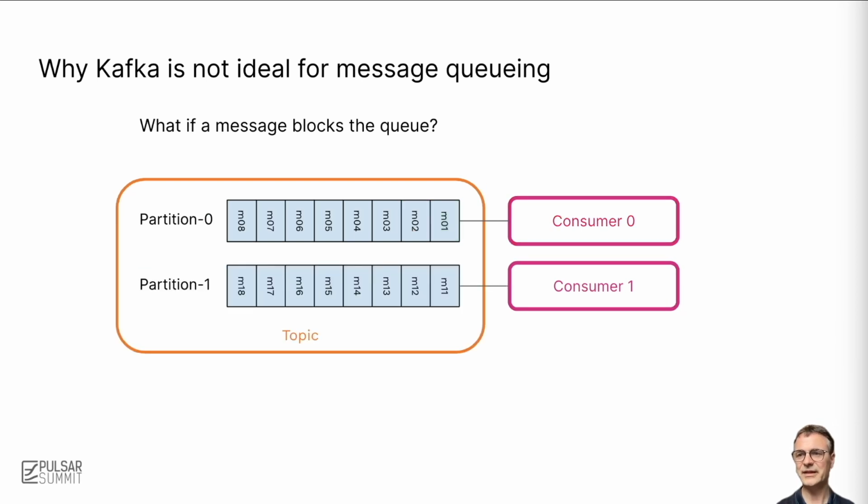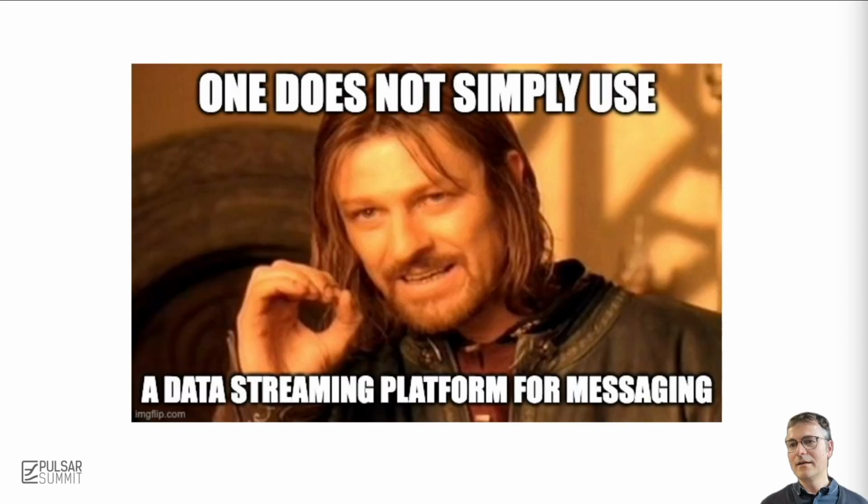Okay, now I have my two partitions and my two active consumers. Great. Let's say that one message blocks the queue again. Then tasks from partition 1 will be processed, which is better. But partition 0 is still blocked, so you have to wait for consumer 0 to finish before processing the remaining tasks in partition 0. So the problem is not really solved here. I intended to illustrate that using a data streaming platform for message queuing is not ideal, right? These platforms are not designed for that. This is not the same use case, this is not the same semantics. So messaging is what message brokers such as, for example, RabbitMQ are designed for, and of course Pulsar.